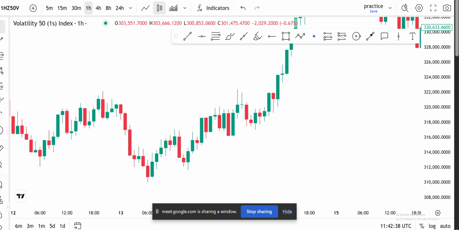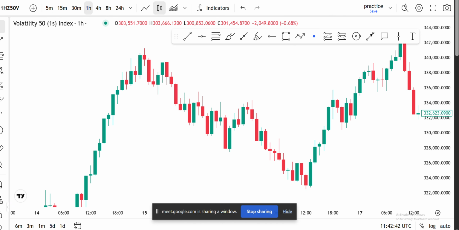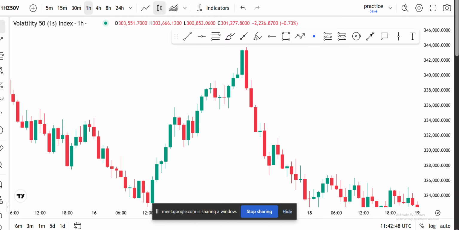So it's not valid. Even if it goes up, it's not valid. You have to work with your strategy, work with what you know, so it will not look as if you are guessing.